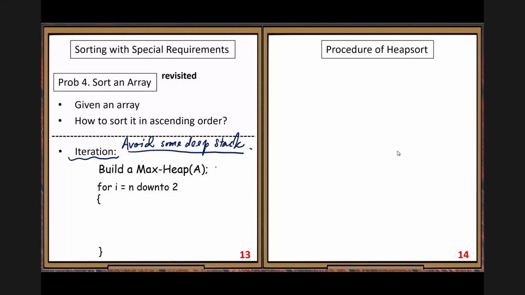Here, we assume we have the max heap already. Now, we run the heap sort: a for loop from n down to 2. Down to 2, because for 1 we need to do nothing, right? When you only have one node left, it's already in place. So not 1, n down to 2. We can complete the sorting.